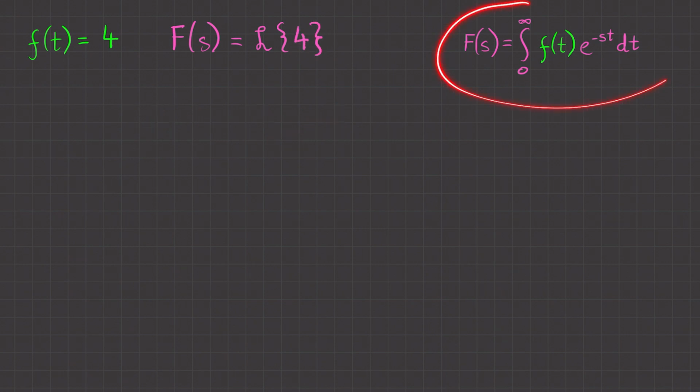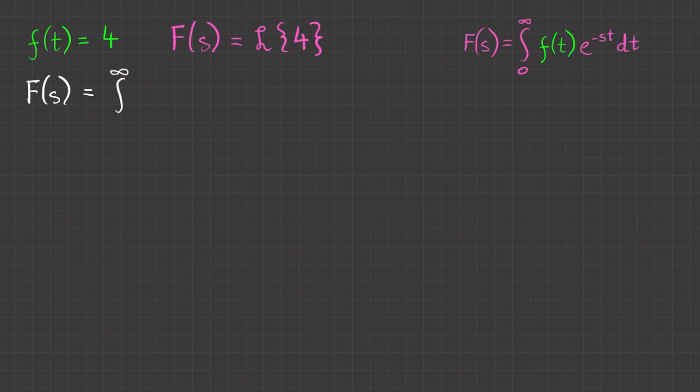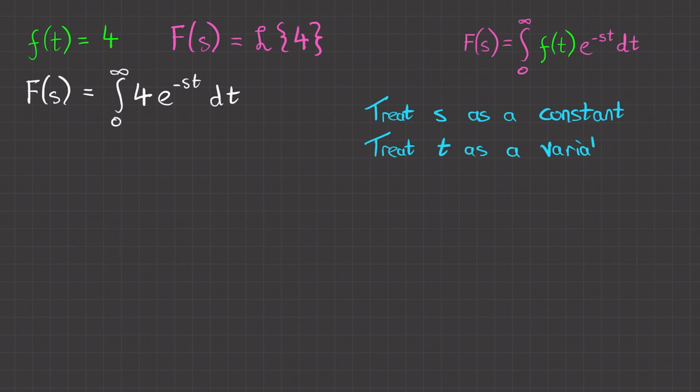We start off by using the Laplace transformation. So the function of s is equal to the integral between infinity and 0, or 0 and infinity, of the function of time, which we've stated is 4, multiplied by e to the minus st, all with respect to t. Now the important thing to note is what to do with the s and the t. You want to treat s as a constant, and you want to treat t as a variable.